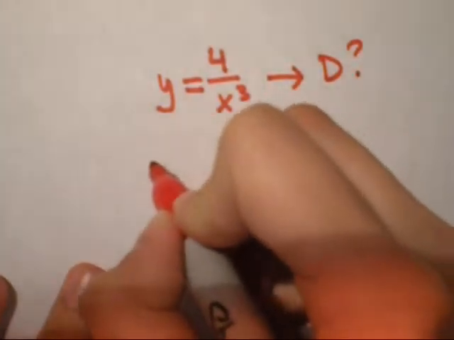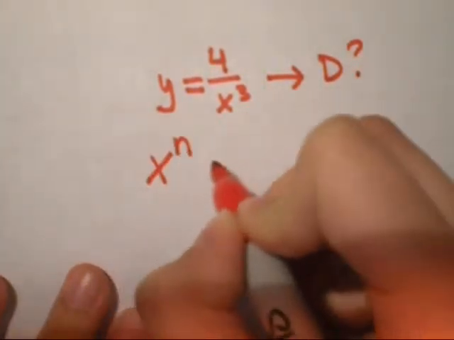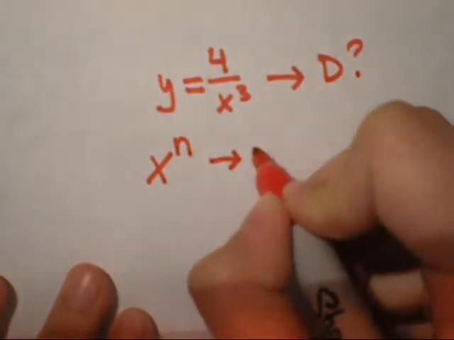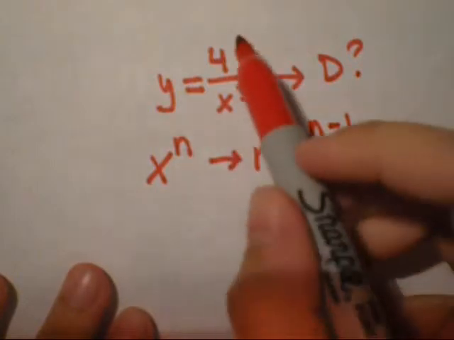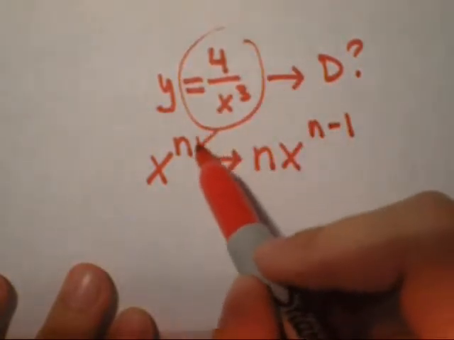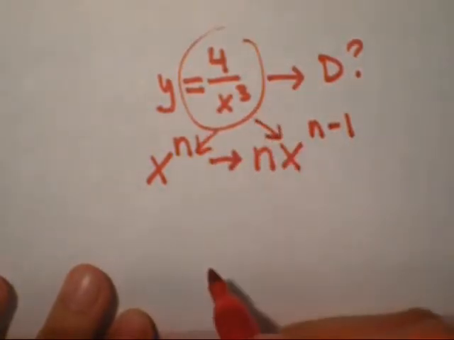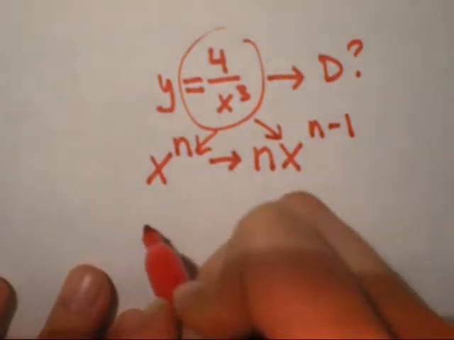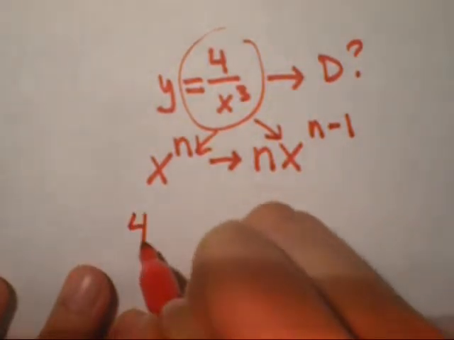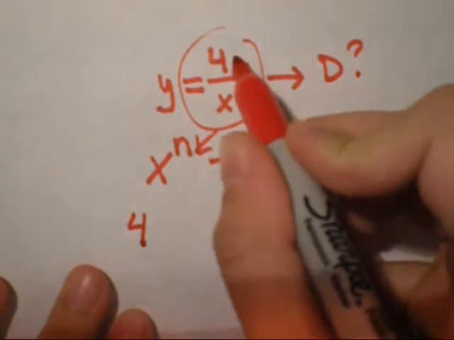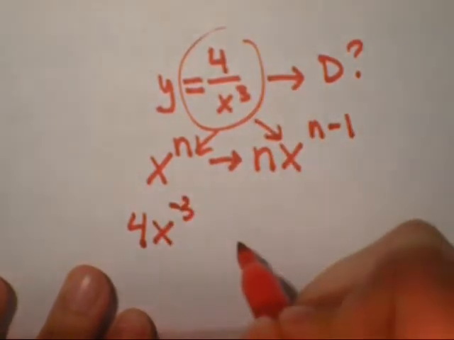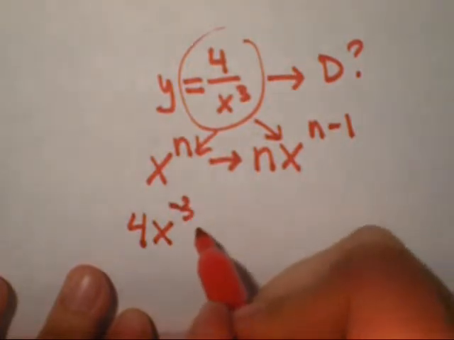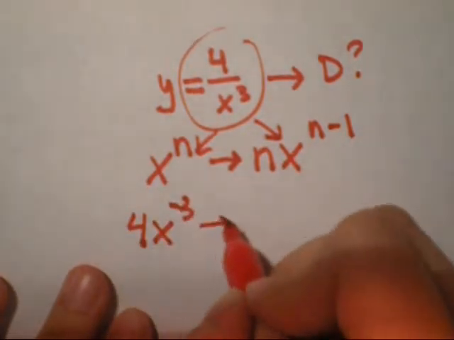Okay, so let's remember our formula again. If we have x to the n, our derivative would be nx to the n minus 1. So what we have to do is make this look like this, right? So we are going to keep the 4 up top, but we're going to bring the x back up to the numerator. So we would have 4x to the negative 3. And in that case, once we have it like this, we can just follow this rule, right?